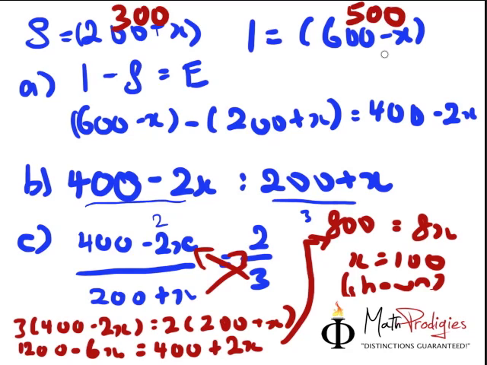And what else do we have? The expenditure is 400 minus 2X, which is 400 minus 100, so we get 200. So that's what we have. The income is equal to 500, savings is 300. In other words, 5 parts, 3 and 2.